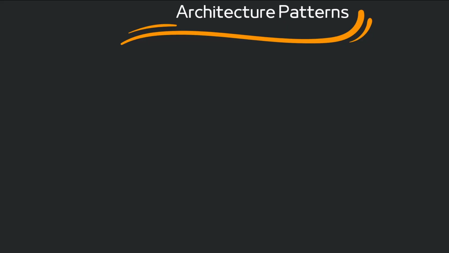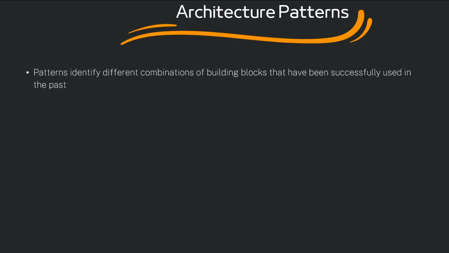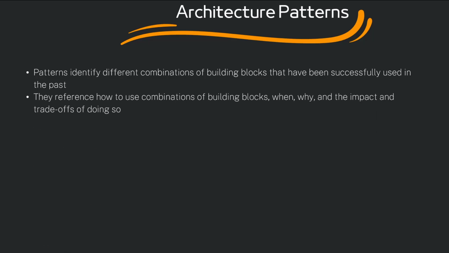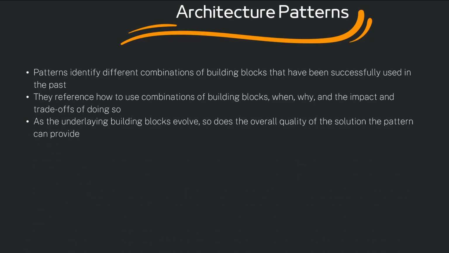Architecture patterns are like recipes. They identify different combinations of building blocks that have been successfully used in the past. They reference how to use a combination of building blocks, the when, the why, and the impact and the trade-offs of doing so. As the underlying building blocks evolve, so does the overall quality of the solution and the pattern that they can provide.